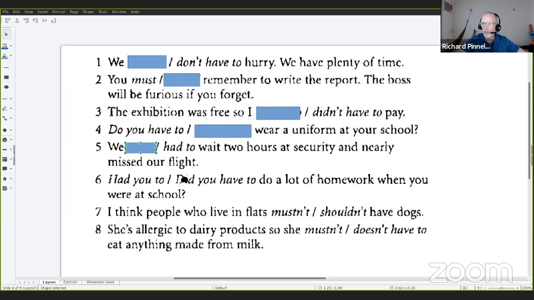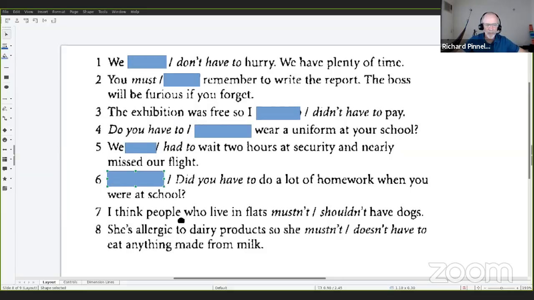Yeah, very good. Esa es una pregunta en el pasado acerca de obligaciones en el pasado. Entonces tenemos que usar esa estructura. Did you have to? Number 7.